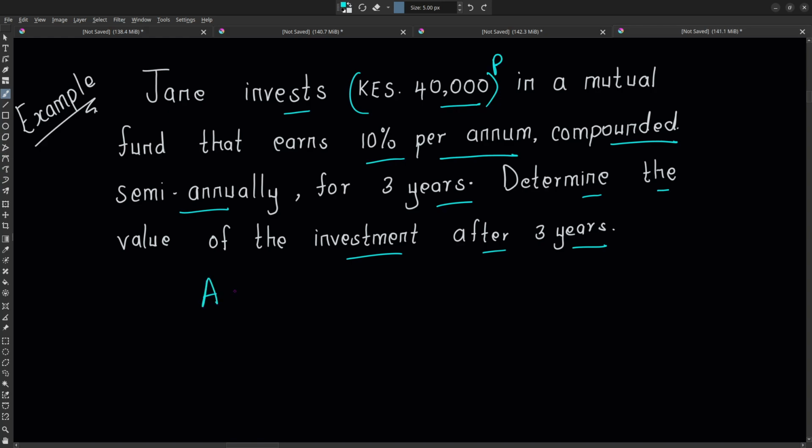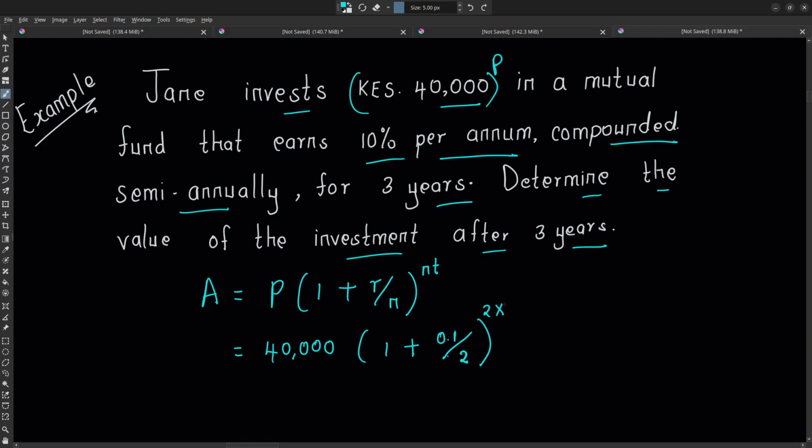So we say A is equal to the principal times (1 + r/n) raised to nt. As you can see, our principal is 40,000. Then 1 plus our rate per annum of 10%, so that is 0.1, over n. We are told compounded semi-annually, so that means 2 times in a year. Then we multiply 2 by our number of years, which is 3 years, so 2 times 3.